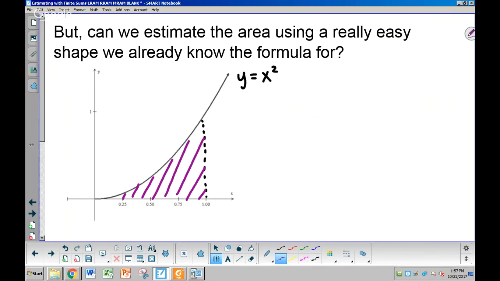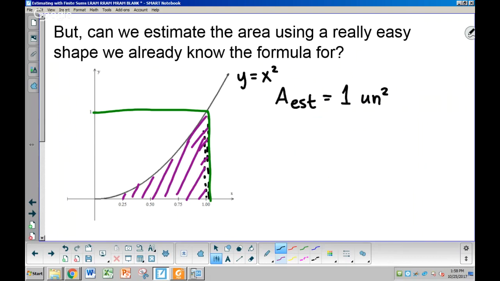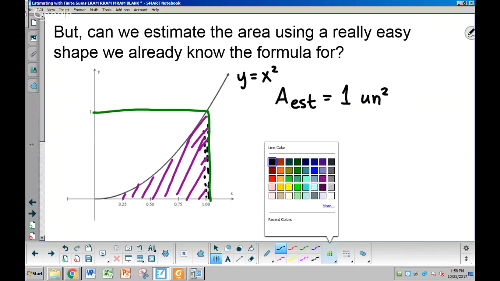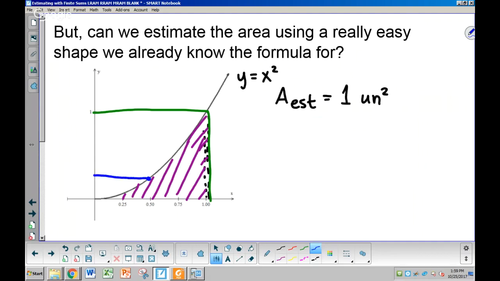But let me ask you this, is there a shape that's even easier? A rectangle, okay? Now, we could use one rectangle. What kind of estimate would that be? Pretty bad, wouldn't it? It would stink. So we could say we have an area estimate here with the green of 1 unit squared, because it would be length 1 times 1. Yep, and we could do better by using more rectangles. Let's say we decided to make 2 rectangles.